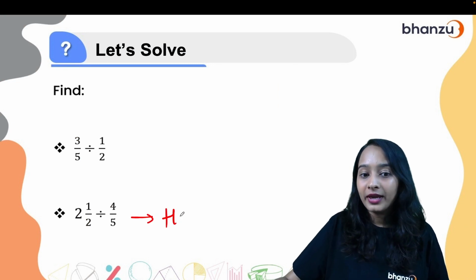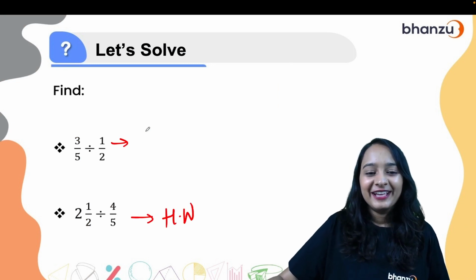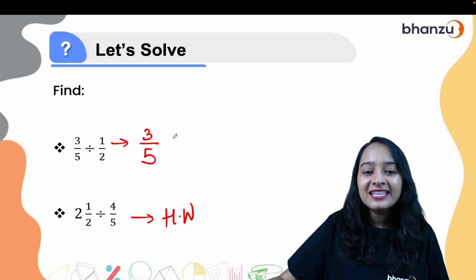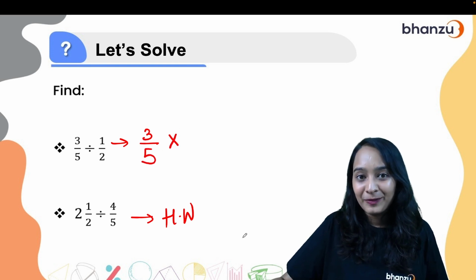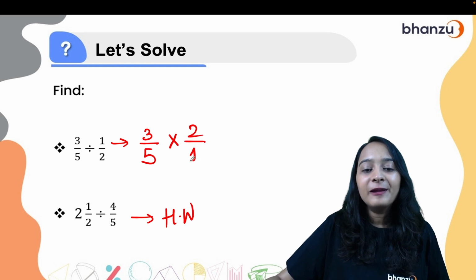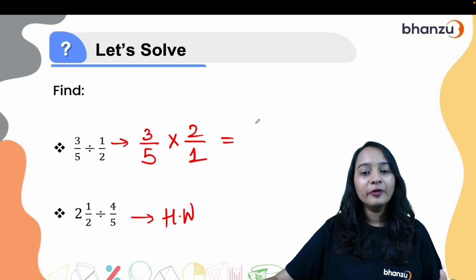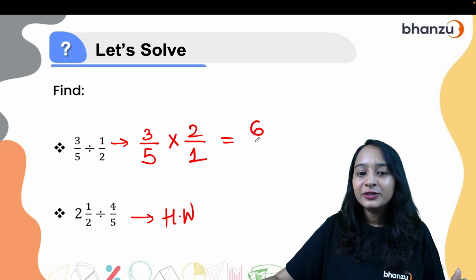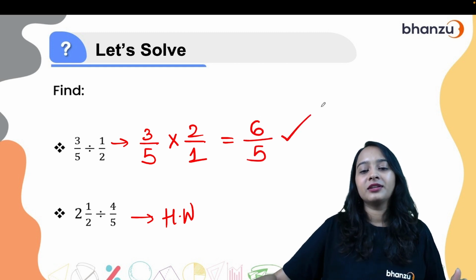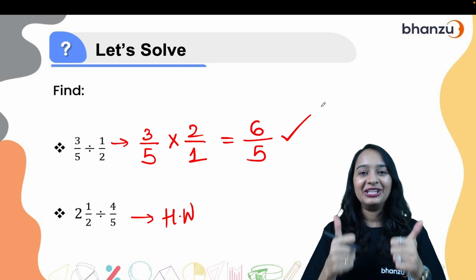This one's a homework, okay? This one I'm gonna do. Keep the first fraction as it is. Change your division symbol to multiplication symbol and flip the other fraction. 1 by 2 will become 2 by 1. Then multiply the numerator with the numerator, denominator with the denominator, and there you go.